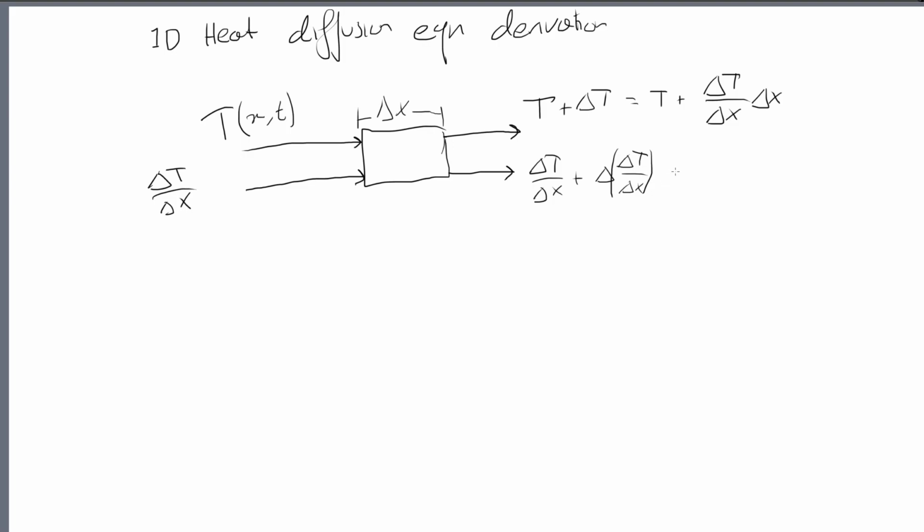And in the same fashion that we wrote the change previously, we can write this as delta T by delta x plus the way that the gradient changes with x, times delta x. So what we're saying here is that the gradient out is the gradient in plus the change in the gradient with x, or the gradient of the gradient in x. And you can see that these x's here would cancel and you'd be left with the original term.